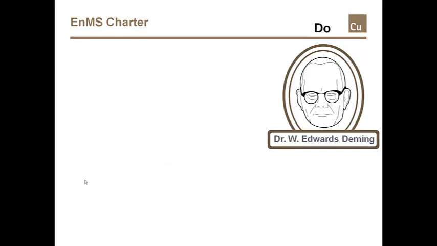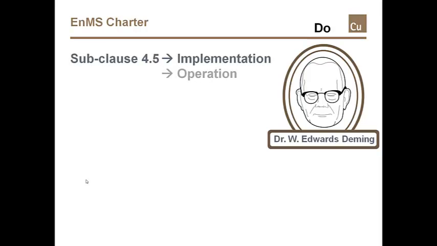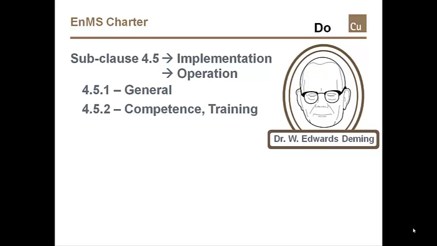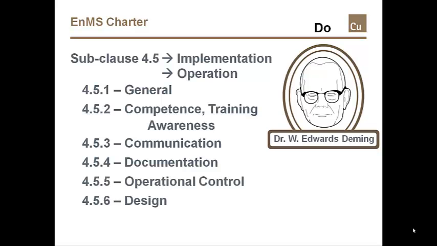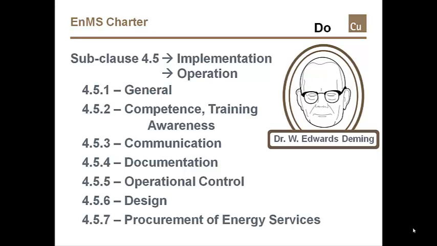Do. Subclause 4.5, Implementation and Operation. 4.5.1, General. Point 2, Competence, Training, and Awareness. Point 3, Communication. Point 4, Documentation. Point 5, operational control. Point 6, design. Point 7, procurement of energy services, etc.